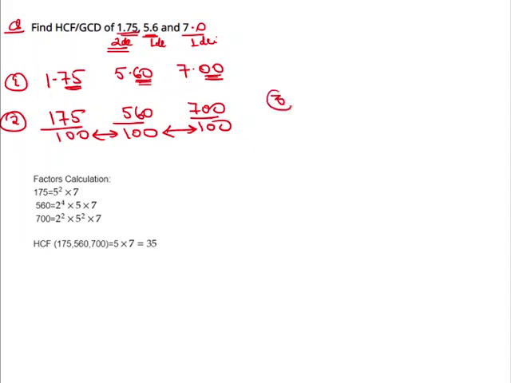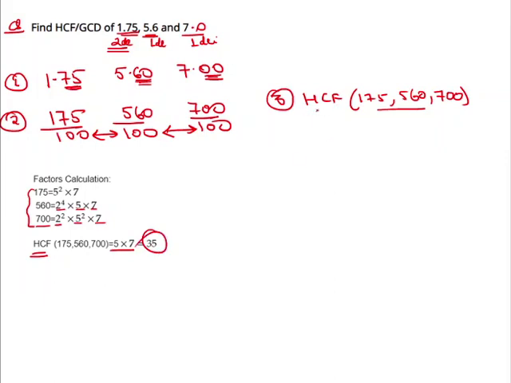Now the third step is you have to find the HCF of 175, 560 and 700, which is very easy to solve. 175 individual factors can be written as 5 square into 7, 560 individual factors can be written as 2 to the power 4 into 5 into 7, 700 individual factors can be written as 2 square into 5 square into 7. So the HCF of these three numbers is 5 into 7, which is 35. So the HCF of these numbers is 35. This was the third step.